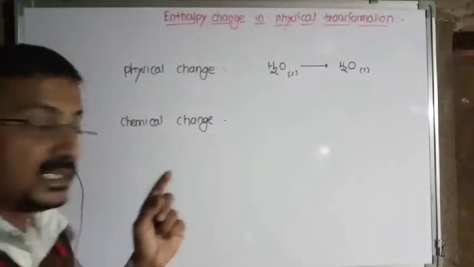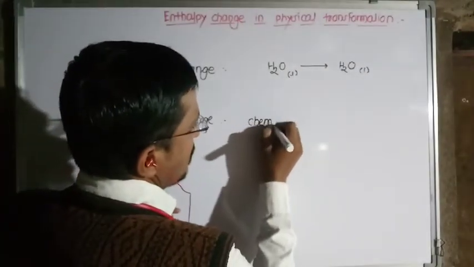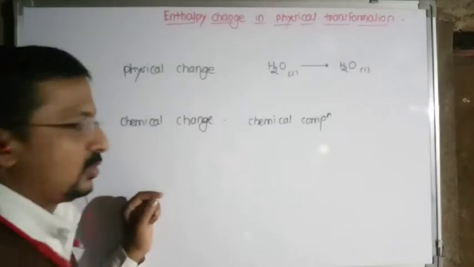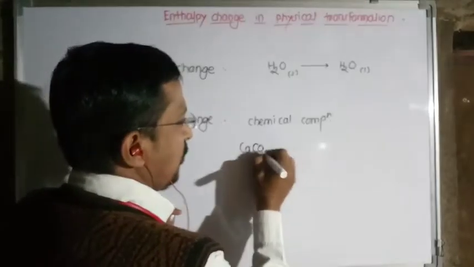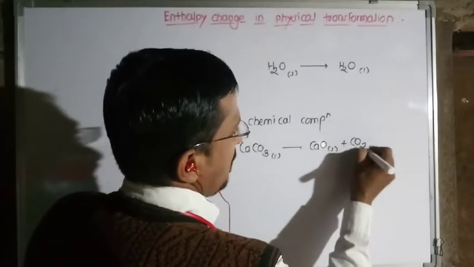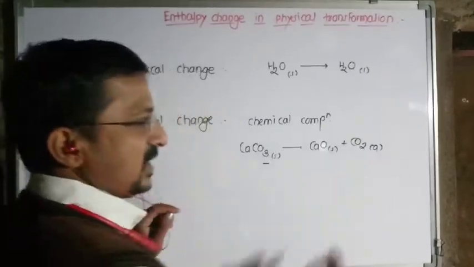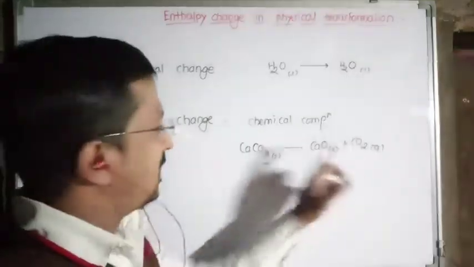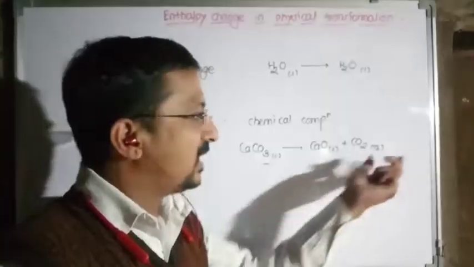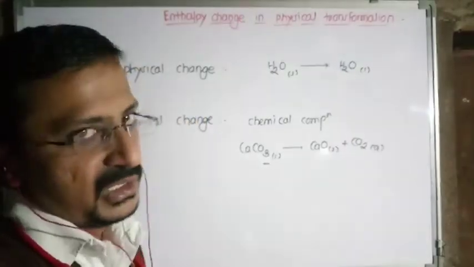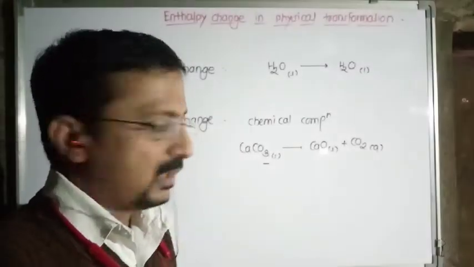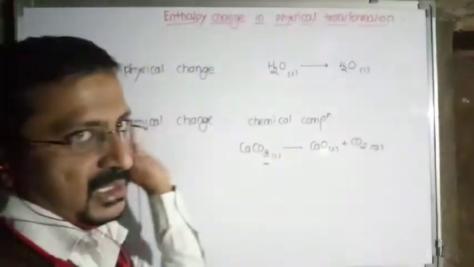And in chemical changes, there is a change in chemical composition. The best example: calcium carbonate solid converts into calcium oxide solid plus carbon dioxide gas. Here one solid changes into one solid and one gas, so the chemical composition changes. Calcium carbonate's composition differs from that of calcium oxide and carbon dioxide on the right side. Whether or not the physical state remains the same, don't bother about that. If the chemical composition changes, it is a chemical transformation.